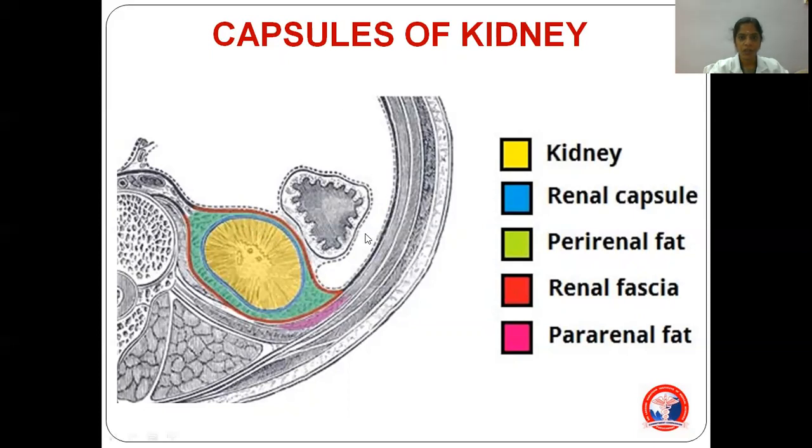Okay. Now, the next layer, you can see the green color, that is the perirenal fat. Within that fat, the kidney is well supported, like a cushion, it sits nicely. Then, see the next layer, renal fascia. This is the renal fascia, also called as fascia gerota. The fourth one is the pararenal fat. So this pink color is the pararenal fat. So 4 coverings are there: renal capsule, perirenal fat, renal fascia, pararenal fat.